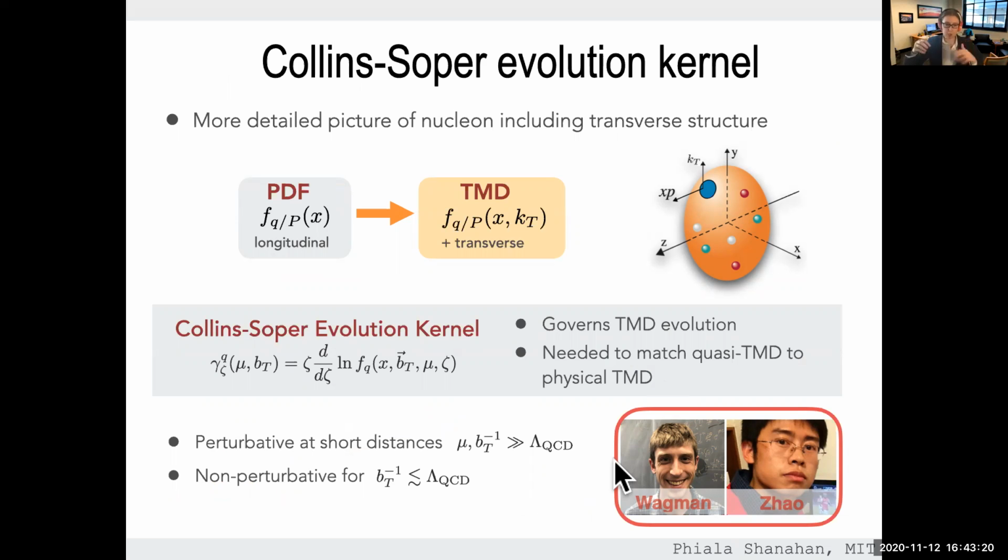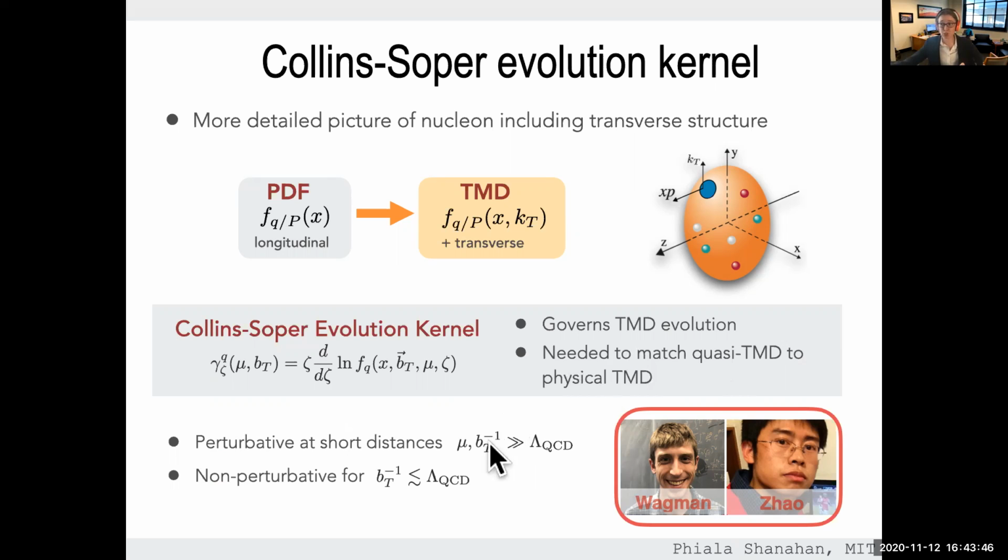It governs the dependence on this hard scale, which is related to the momentum of the hadron, or equivalently to the hard scale of the scattering process. And this evolution is, of course, needed to match TMDs measured at different scales. It's also needed if you're trying to match quasi-TMDs. So that's the framework, one of the frameworks we can use for accessing TMDs on the lattice, to physical TMDs.